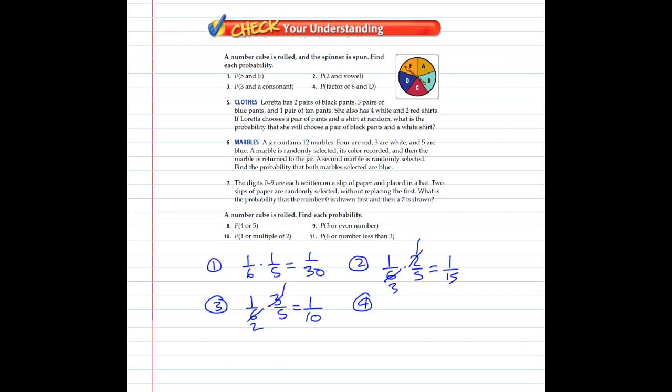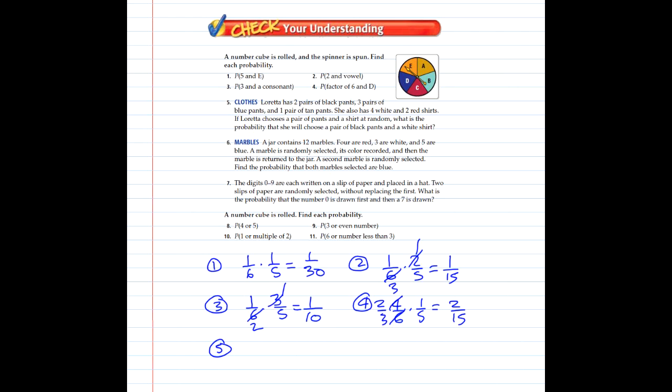Number 4. A factor of 6 and D. There are 4 factors of 6: 1, 2, 3, and 6. So that's 4 out of 6. And the D is 1 in 5. So this simplifies to 2/3 times 1/5, which gives us a probability of 2 in 15.